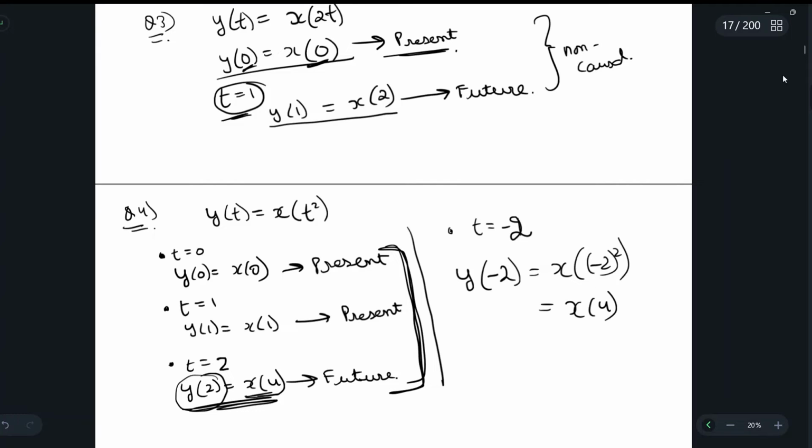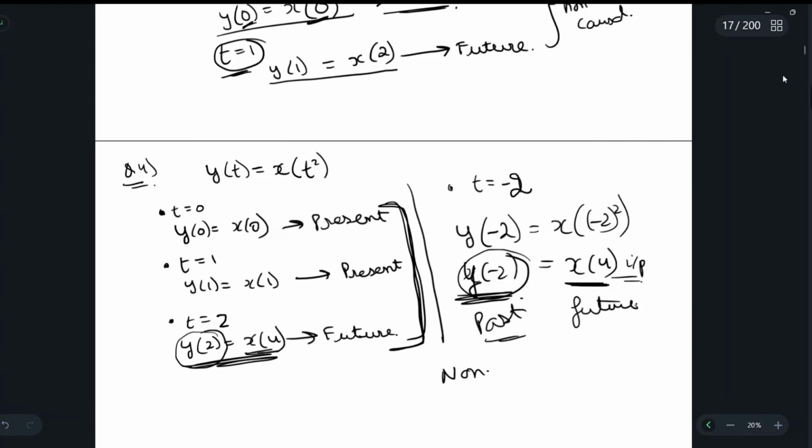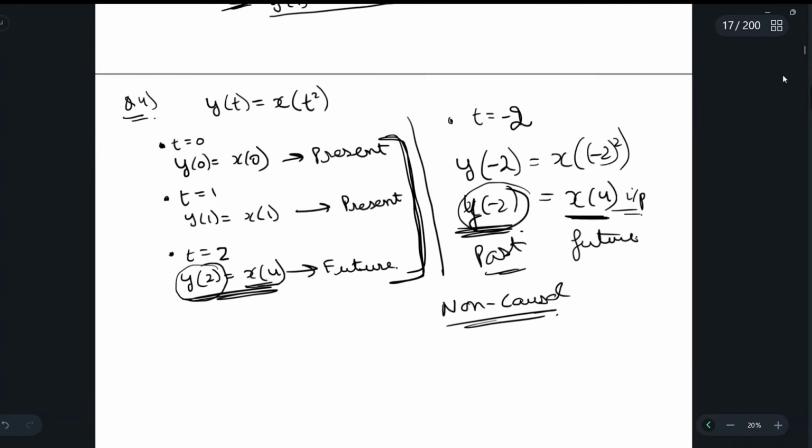So in this case also you will see that the previous value of the output is dependent on the future value of the input. Over here also we will see that this is the future. So we will say that this system is also non-causal, as our output is dependent on the future value of the inputs.